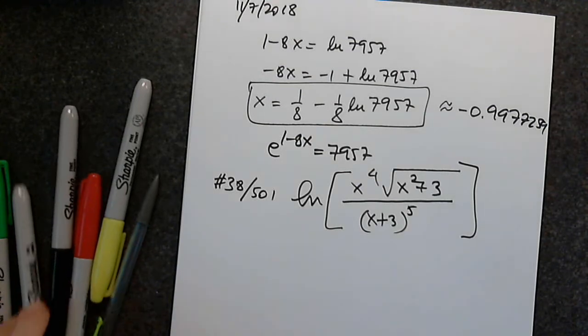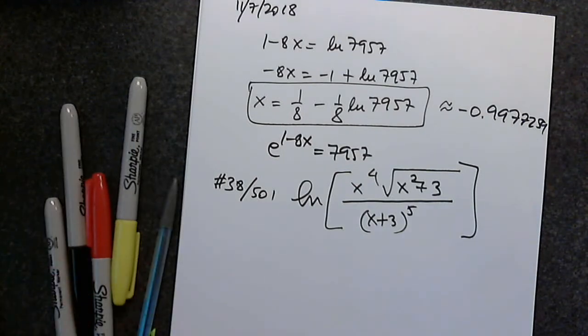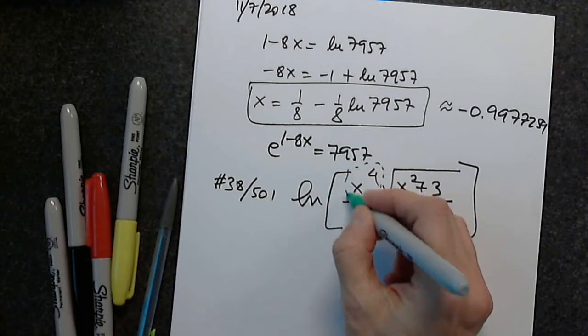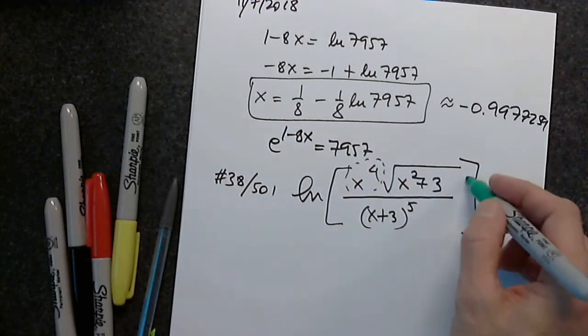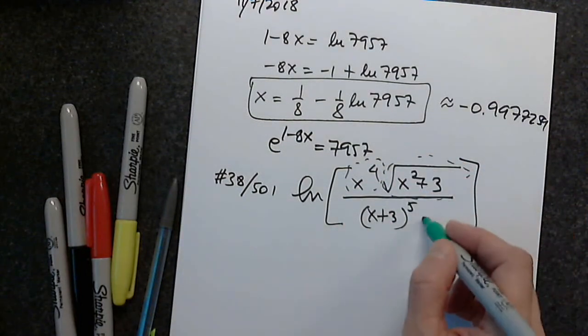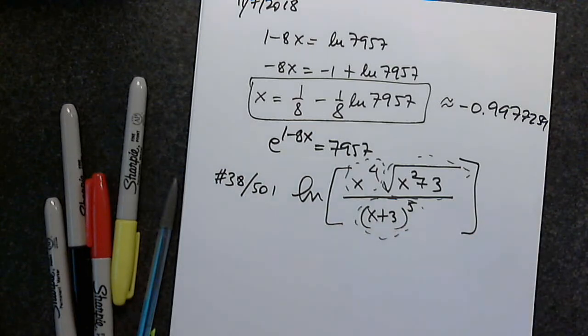Okay, so I look at this and I see three quantities. I hope you agree with me. I see a quantity that is x to the 4th. I see another quantity that's the square root. And I see another one in the denominator. When I'm done, how many logs will have minus in front? Just one? Just the one from x plus 3 to the 5th.